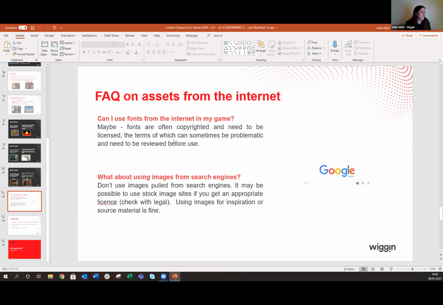The second point was about using images from search engines like Google Images. We usually advise against doing this. It's quite risky, very risky. Perhaps a better way to go about it is using images from stock image sites. Often they're subject to licenses as well, and they should be checked thoroughly before using them. But the safest thing, of course, is using images for source material and inspiration and creating your own assets in-house. So I think that's everything.